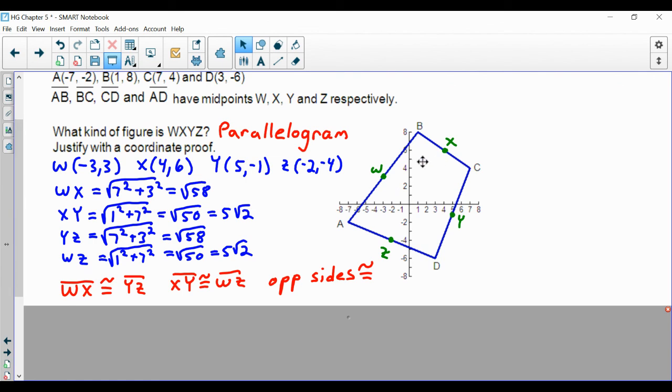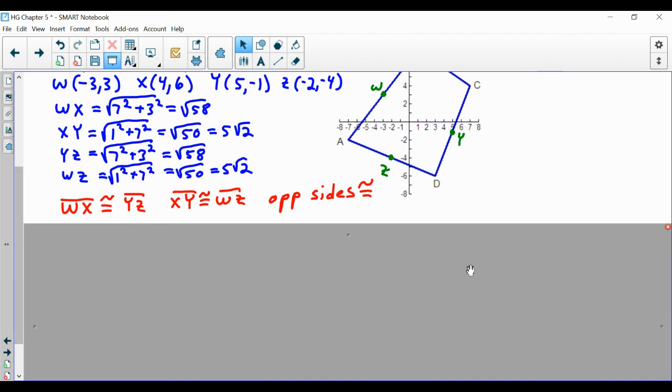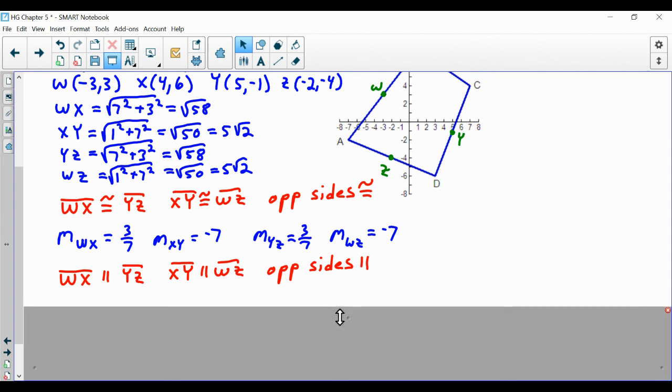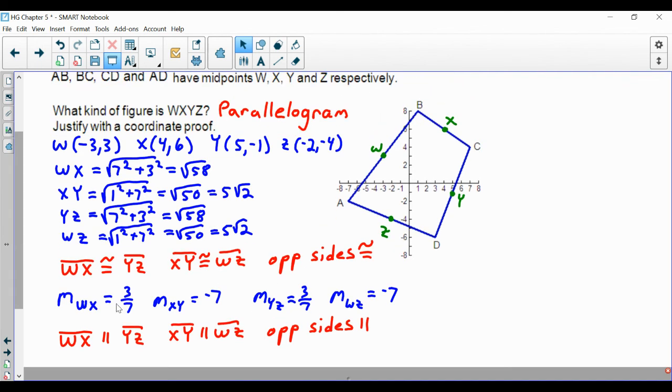Technically, you could have also done slope, right? If you found that the opposite sides were parallel, then it's also a parallelogram. Either way of doing it is perfectly fine, but you should have found out that it was a parallelogram. Here you can see I did it with the slopes as well, so you could have done it either way. Both ways are 100% correct.